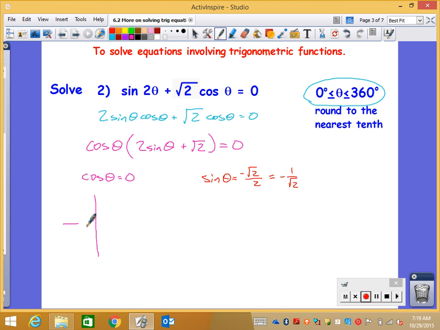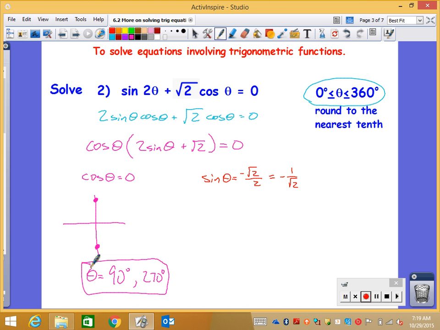Think of my coordinate plane here. Remember, cosine theta is the x value of the point. So where's my x value 0? Well, straight up and then straight down. So I have two answers there. I get theta is equal to, straight up is 90 degrees, and then straight down is 270 degrees. So on that one side, I get two answers.